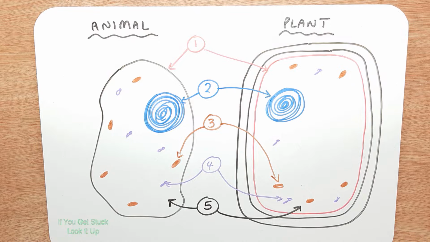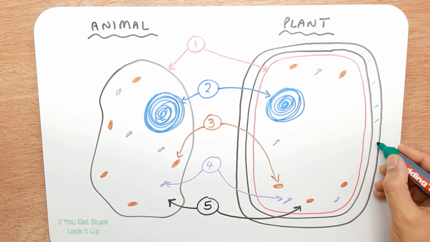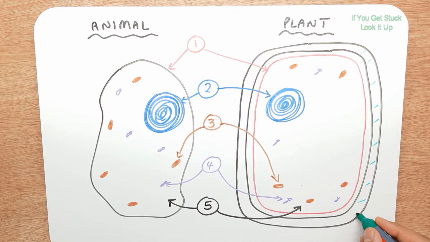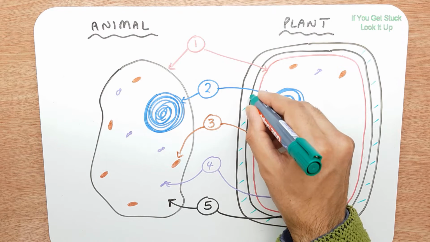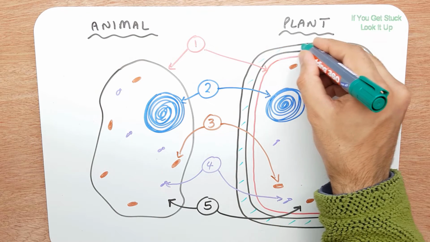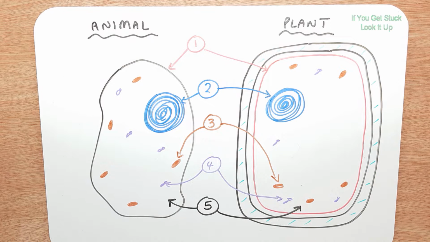So in the previous video we said that the plant has got 3 extra parts that we need to remember. That's the cell wall here. Okay, so I'm going to just shade that in. I'm deliberately making it green so then the 3 parts that are going to be different, we can see that they're green. So that's the cell wall. So we'll label that number 6, the cell wall.